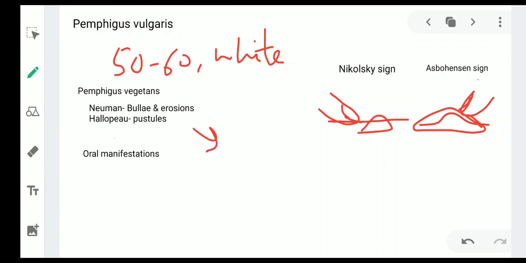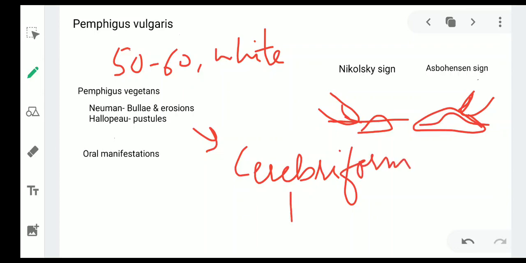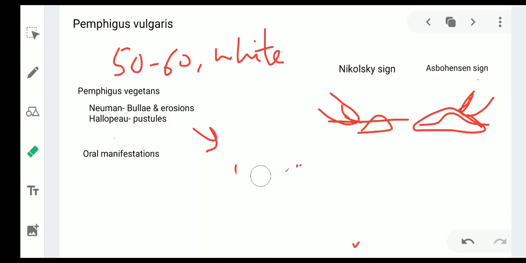This is a feature of pemphigus vegetans that is seen in the oral cavity. In the tongue, it is known as cribriform tongue. A cribriform tongue is seen in case of pemphigus vegetans. Now, cribriform tongue is characterized by a pattern of sulci and gyri on the dorsum of the tongue.